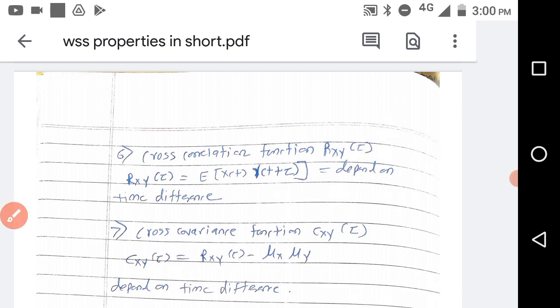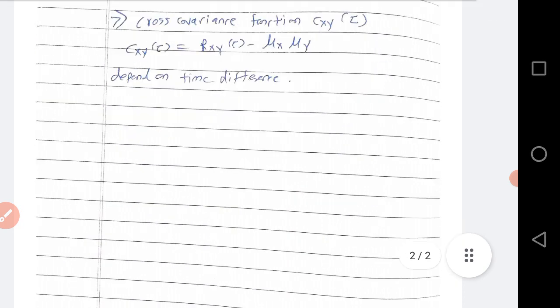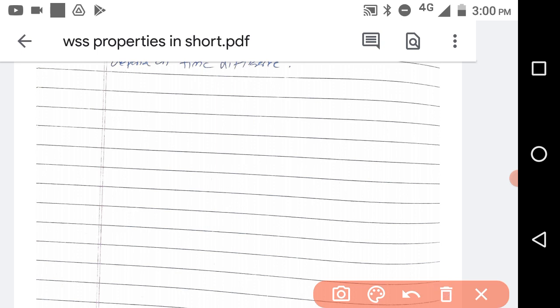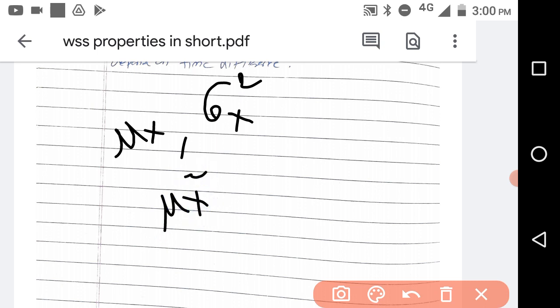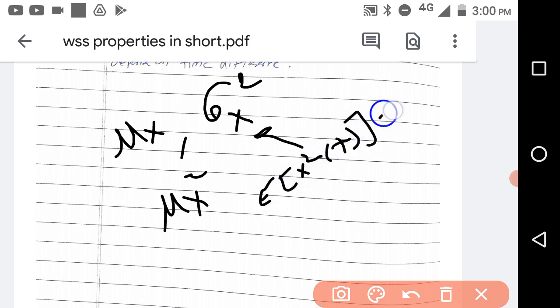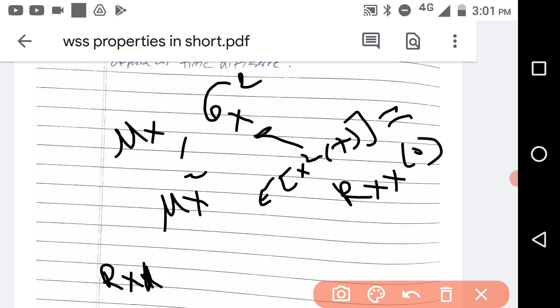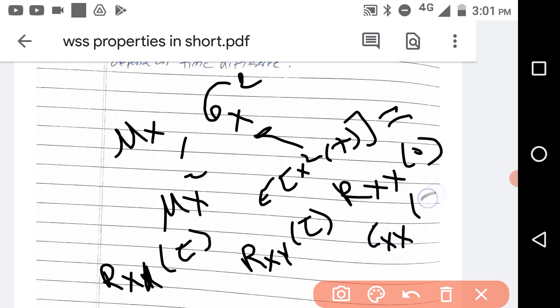So what we have studied is that for the wide-sense stationary random process, mean is constant, so we write it as only mu x. Variance is constant, so we write it as sigma x square. Mean square is DC power, which is also constant. Sigma x square is AC power, which is constant. Total power is E of x square t, it is Rxx(0). Then autocorrelation is dependent on tau, that is the time difference. Cross correlation is dependent on time difference. Autocovariance is dependent on time difference. Cross covariance is dependent on time difference. So these are the properties of the stationary random process, or wide-sense stationary random processes.